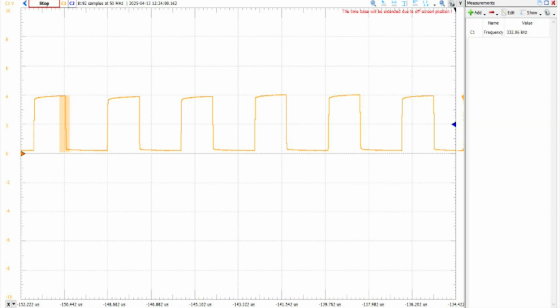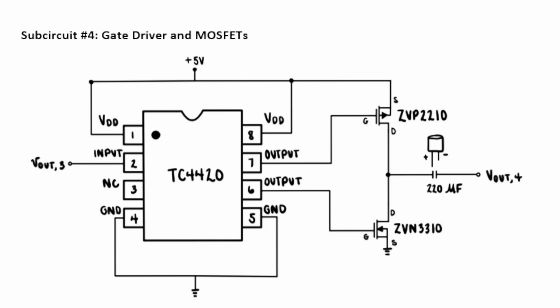So especially important was the frequency of the triangle reference waveform, as it needed to be significantly higher than the maximum frequency content of the audio signal for reliable PWM generation to occur. Now that we have a successful PWM output signal from the comparator, after taking in the reference signal or the triangle wave and the amplified audio wave, we can move forward to subcircuit 4, which is the gate driver and MOSFETs.